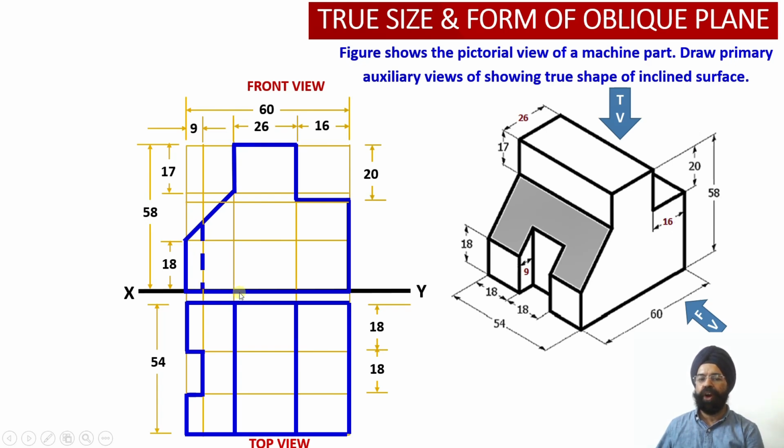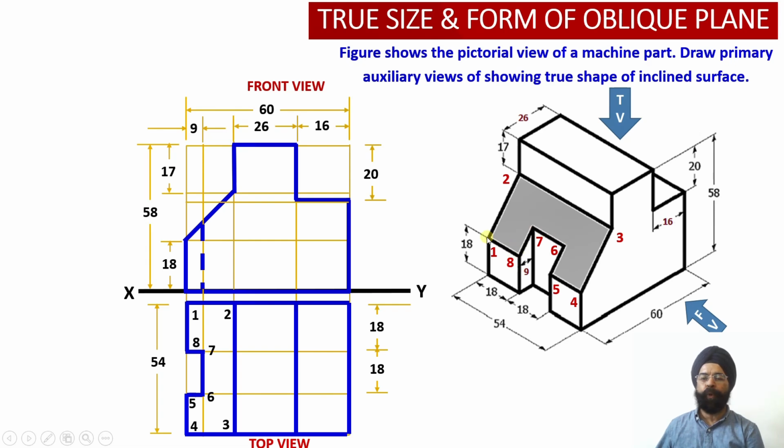Now we have the front view projections and the top view projections, and we observe that there are 8 points which define this shaded portion, the inclined section surface of the solid. Let us mark these points. This point will be point 1, this point will be point 2, this point happens to be point 3, then we move on to points 4, 5, 6, 7 and 8.